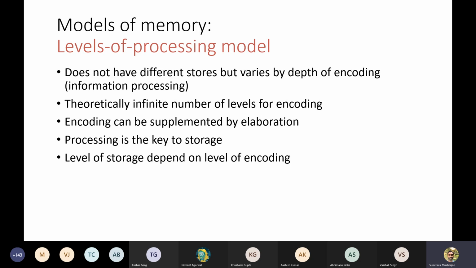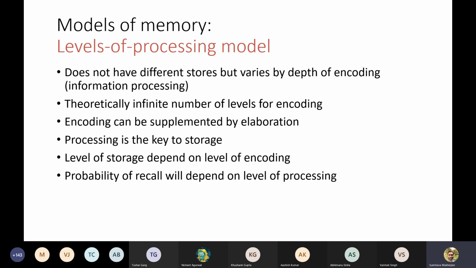Depending on how much you elaborate, if you elaborate more, encoding is going to happen, and more processing is going to happen, and more long-term storage is going to be the outcome of it. That's how levels of processing models think about memory. And automatically, this defines that the probability of recall, which you can actually define with some kind of very vague probability function, is going to depend on how much you have processed the information at the encoding stage.